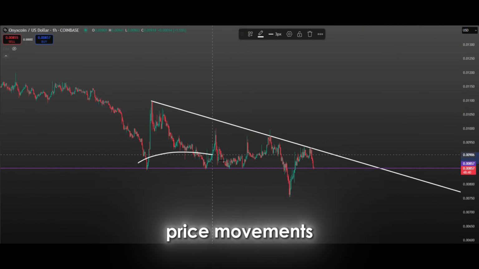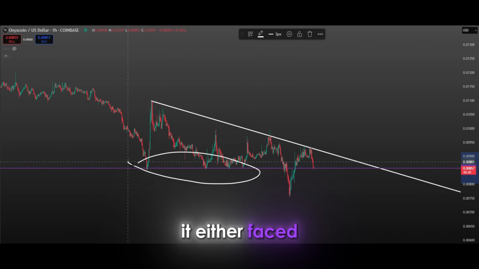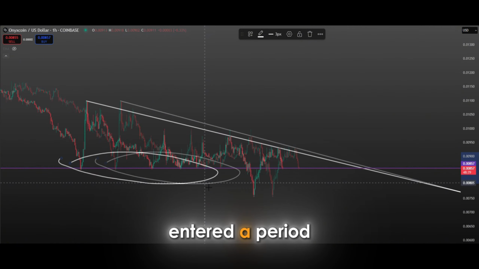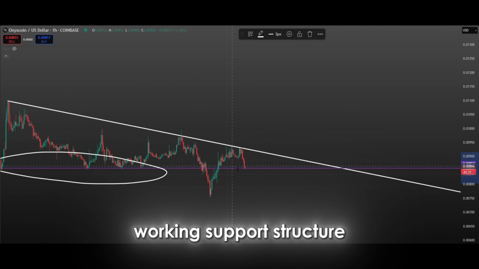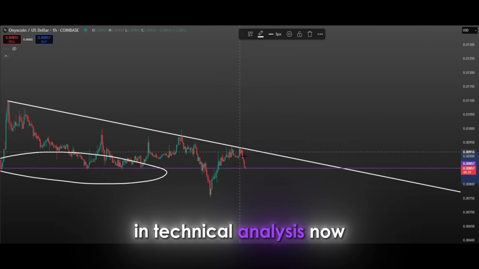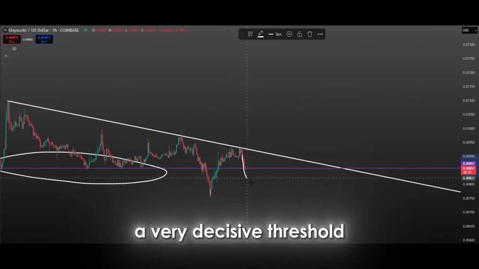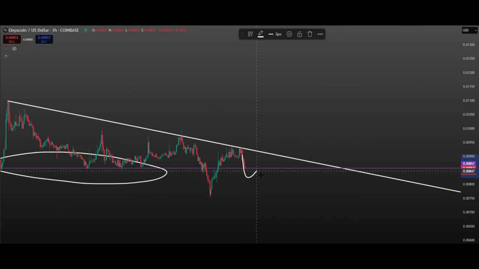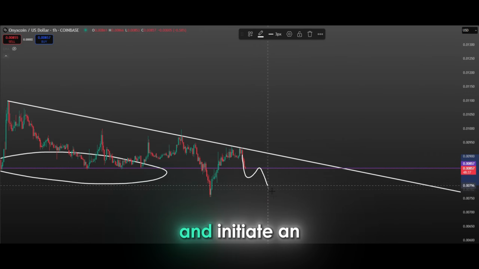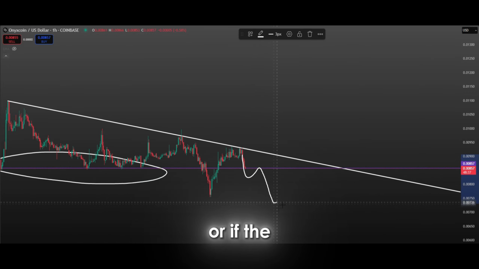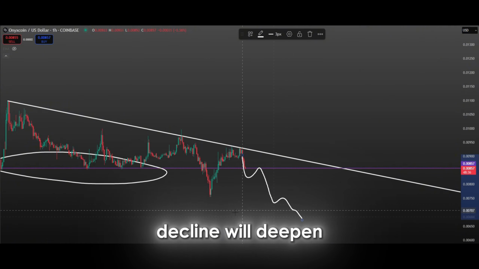Looking at past price movements, we can see that every time the price has touched this area, it either faced an upward movement or at least entered a period of horizontal consolidation. This indicates a working support structure in technical analysis. Now the price has reached this important level again, and this represents a very decisive threshold for investors. This means that either this level will hold once again and the price will recover and initiate an upward movement, or if the buyers fail to show enough strength, the support will break and the decline will deepen.